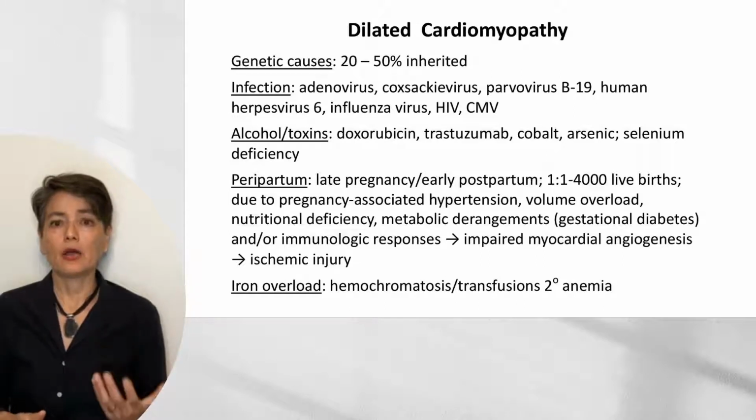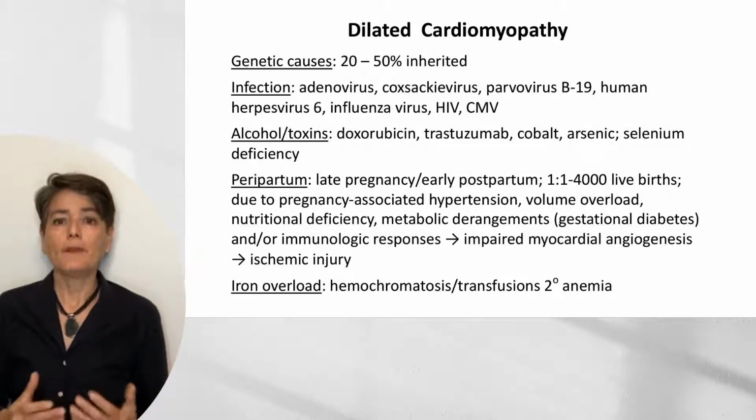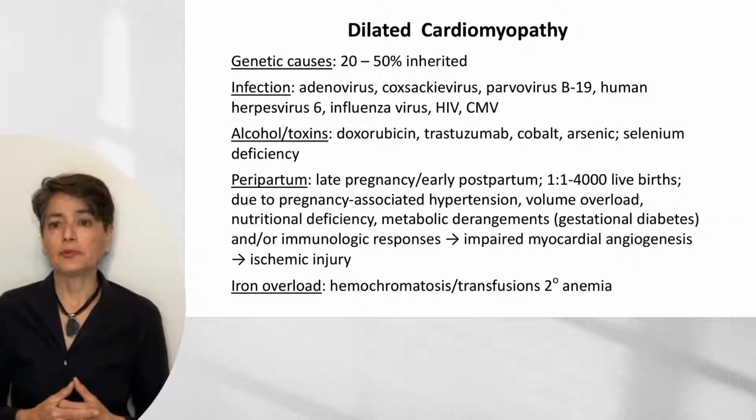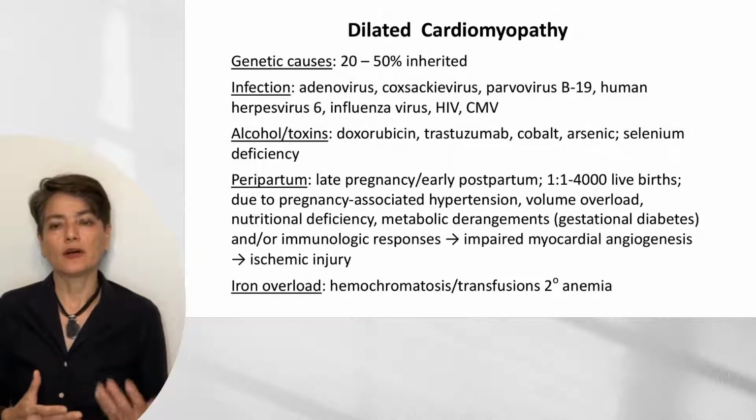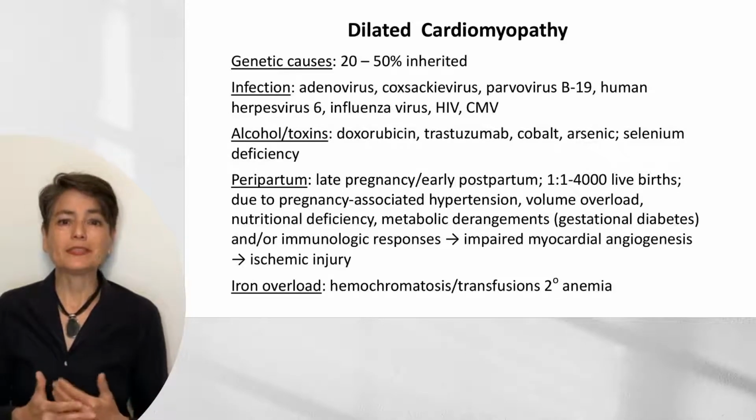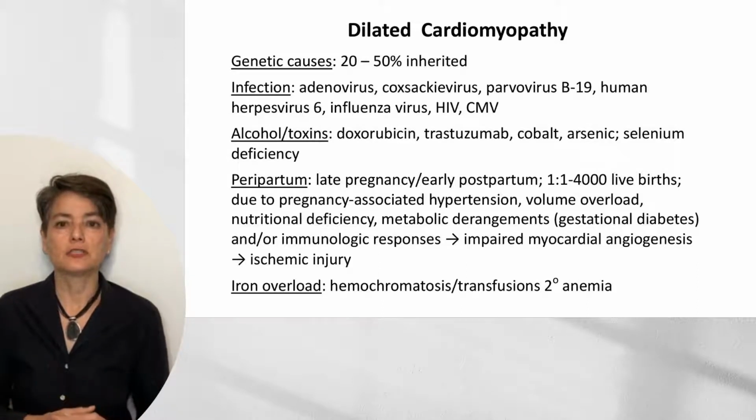So in chronic alcohol use disorder, patients may present with dilated cardiomyopathy. We can also see that with some chemotherapeutic drugs such as doxorubicin, as well as with toxins such as cobalt and arsenic. Now, cobalt and arsenic excess are not very common, and even less common would be selenium deficiency, but these are potential contributors to this disease.